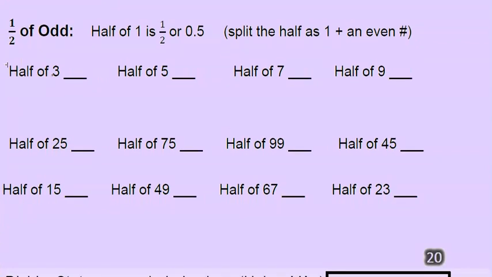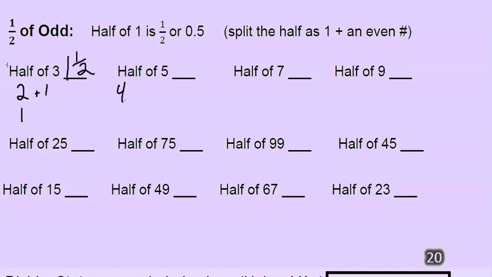So half of 3 is going to be half of 2 plus half of 1. Half of 2 is 1. Half of 1 is just 1/2 or 0.5. So half of 3 would be 1 plus 1/2. It'll just be 1 and 1/2.